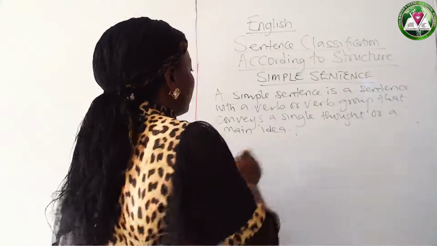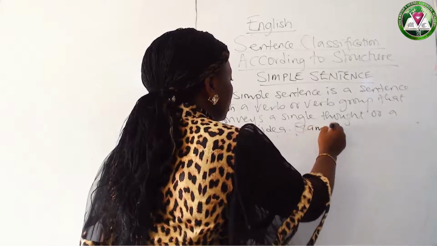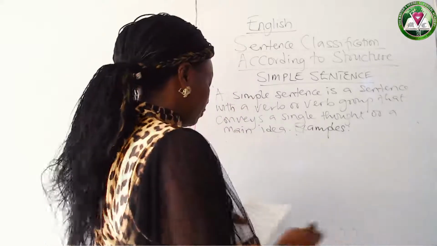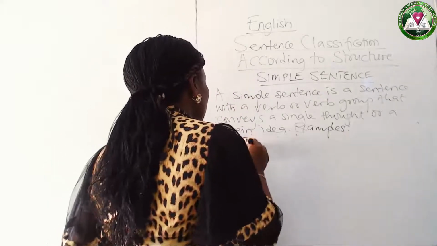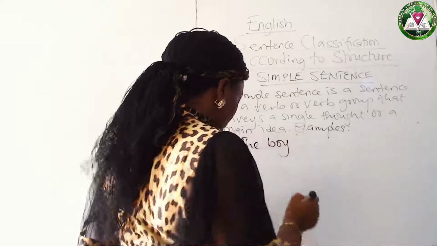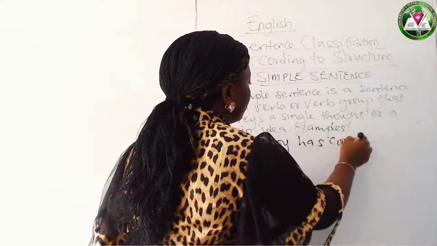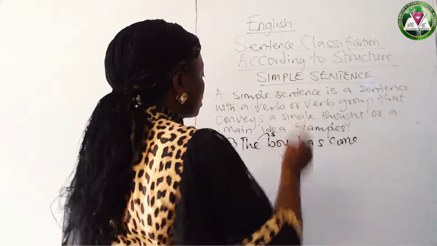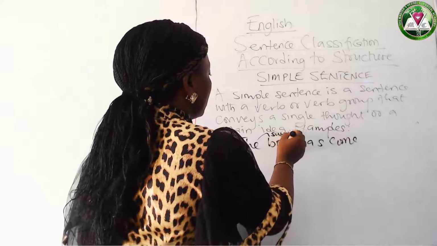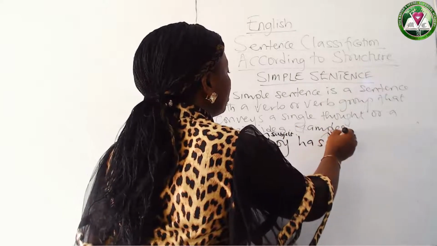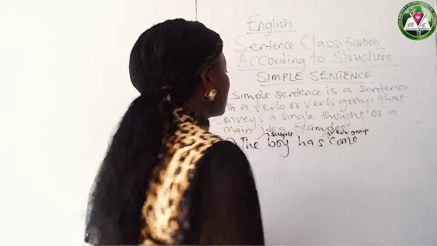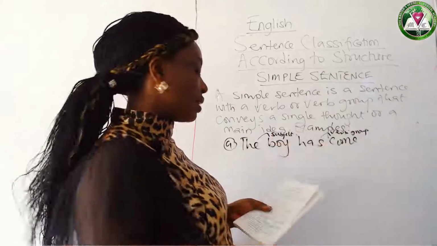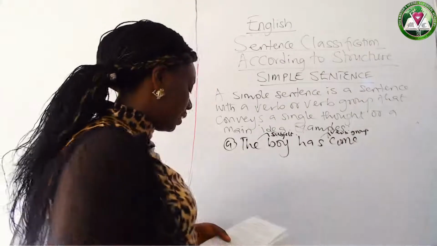Then we have examples now. Examples of a simple sentence. We have, the boy has come. So here we have subject, the boy. Then has come, verb group. So this is a simple sentence, giving us just a single thought. The boy has come. Then we also have another example.